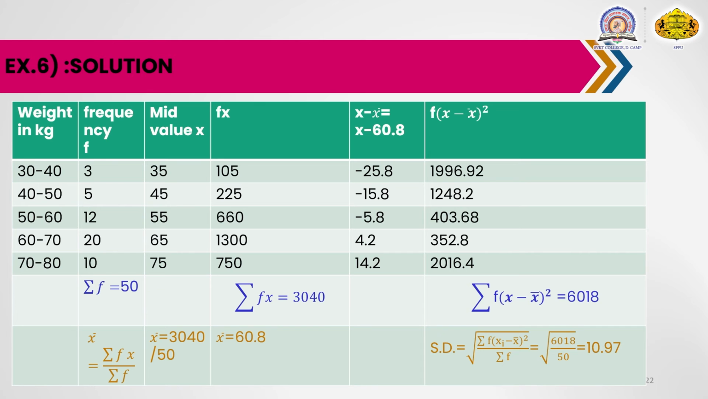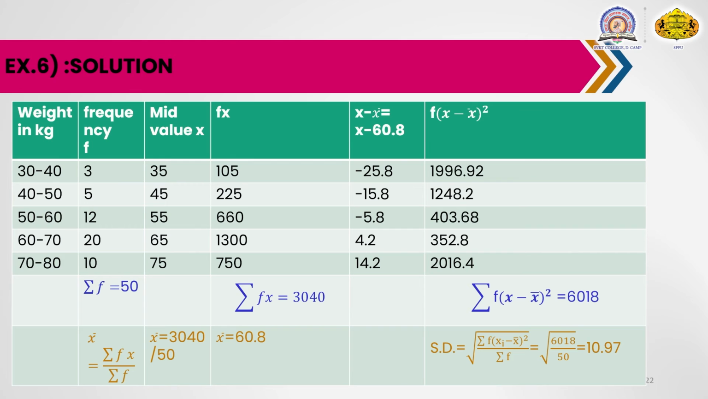Okay, so after calculating the mean, we calculate the next column, that is x minus x bar. Here x bar is 60.8, so x minus 60.8. From each x we have to subtract 60.8, that is the mean. In the third column we have x, and from each value of x we have to subtract 60.8. So 35 minus 60.8, the output is minus 25.8.